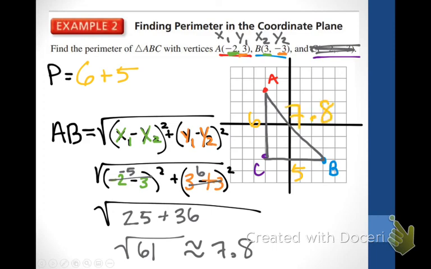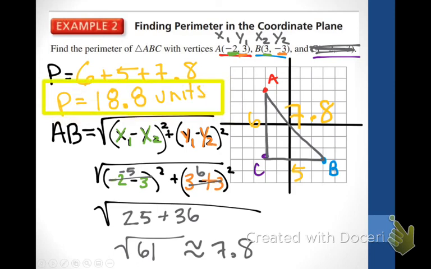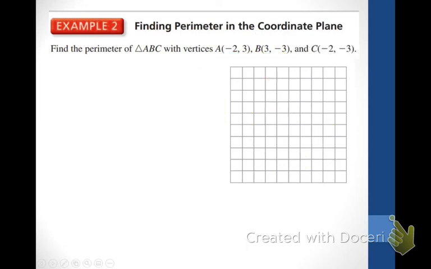So what do we do to find the full perimeter? Add them all together. Good. So the perimeter will equal 6 plus 5 is 11. 11 plus 7.8 is 18.8, and then units. Good. So that is the last example.